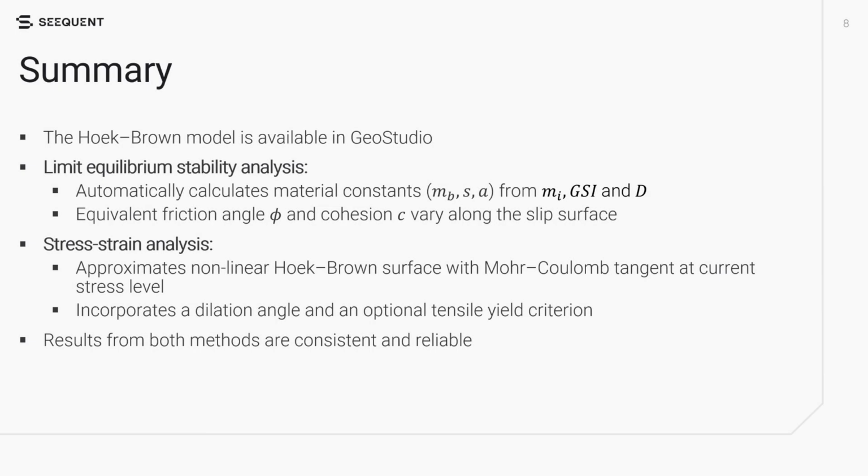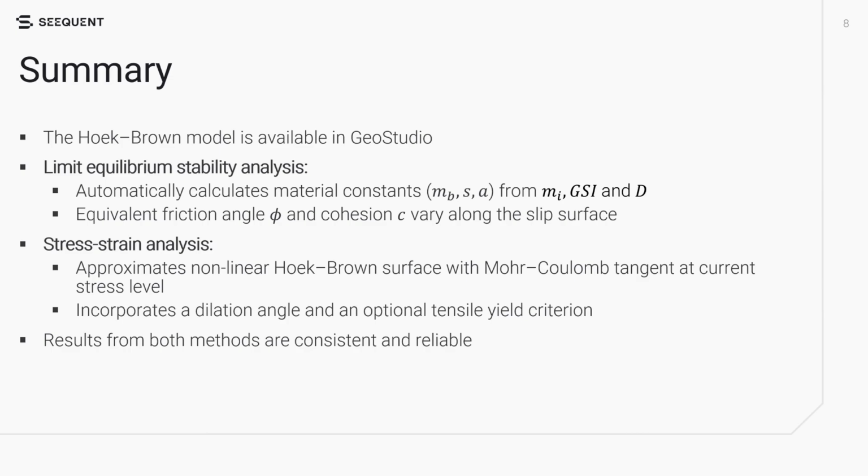To summarize, the generalized Hoek-Brown material model is available in both slope W and sigma W within GeoStudio. In limit equilibrium analyses, the parameters for the generalized Hoek-Brown equation can be automatically derived from the input values of m sub I, GSI, and D. The software uses the nonlinear Hoek-Brown failure envelope to compute the equivalent friction angle and cohesion. The friction angle and cohesion naturally vary along the slip surface, reflecting the curvature of the Hoek-Brown envelope.